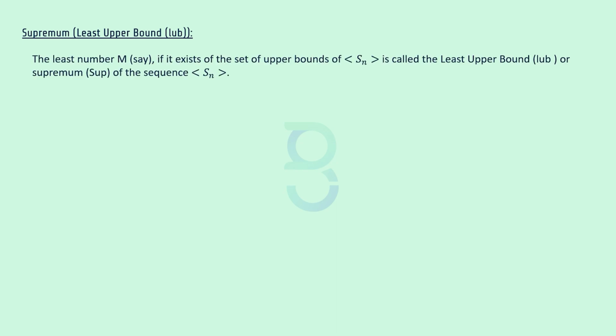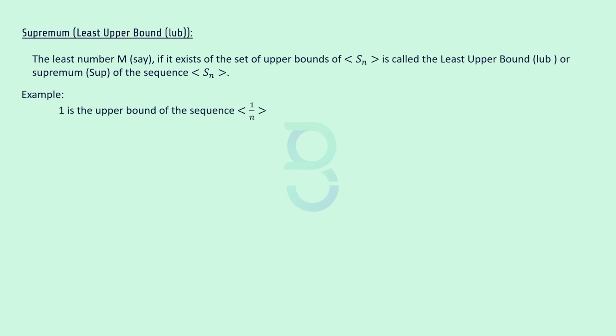Supremum of a sequence, which can also be called the least upper bound of a sequence, is defined as follows: the least member m, if it exists, of the set of upper bounds of the sequence Sn is called the least upper bound or supremum of the sequence Sn. More clearly, if a sequence Sn is bounded above, then there exists an upper bound. There are more than one upper bound. So, the least member of all the upper bounds is called the supremum of the sequence.